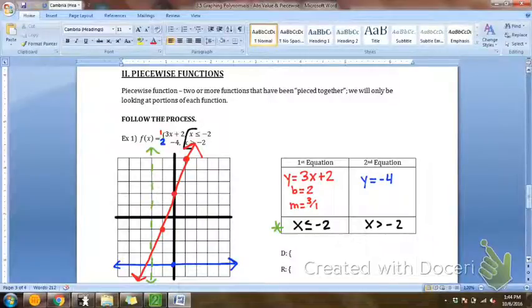So you see my green negative 2 line? Yes, I can. Can you see that purple?